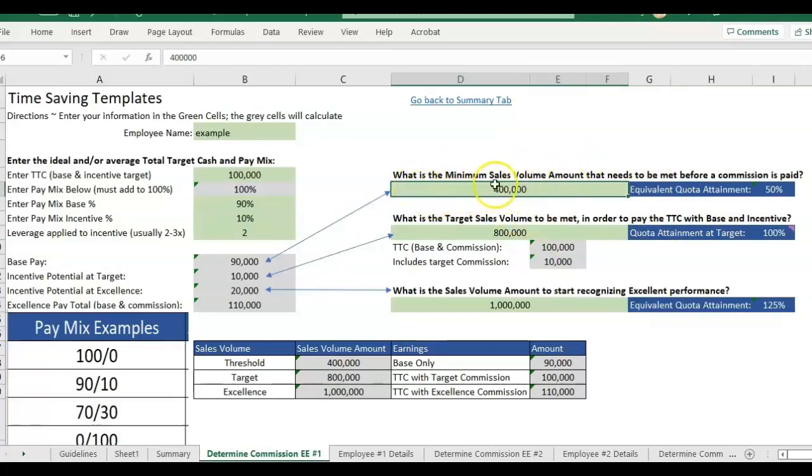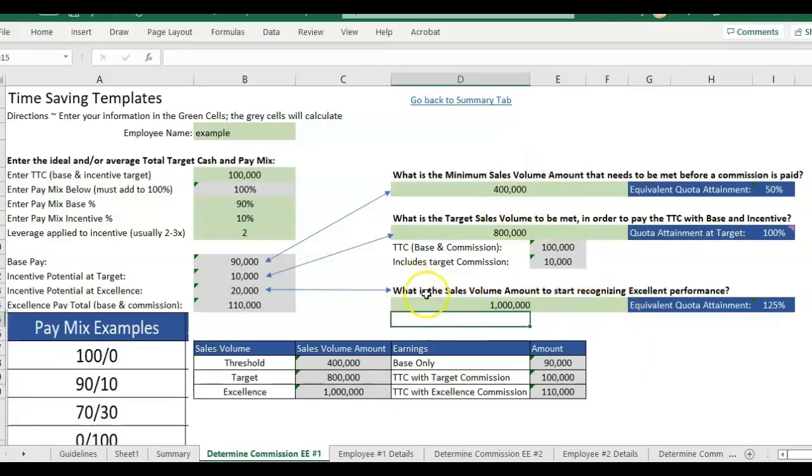Now, if they achieved less than that, what you can set up in this first green box is the minimum sales volume that you want to be met before any commission starts calculating. For here, I've entered 400,000. It's still below target, but if they get to this much, they can start getting commission on the amount of sales over 400,000. So you're not paying a commission on sales under that amount. You could lower this amount. You don't have to have a threshold or a minimum amount.